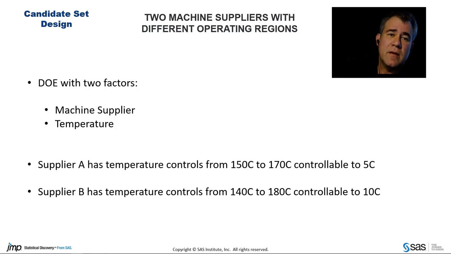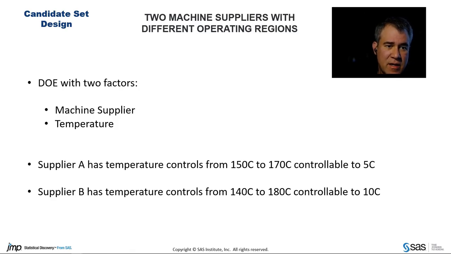So let's consider our first example. Suppose you want to match a target response in an investigation of two factors. One is an equipment supplier, of which there are two levels, and the other one is the temperature of the device. The two different suppliers have different ranges of operating temperatures.